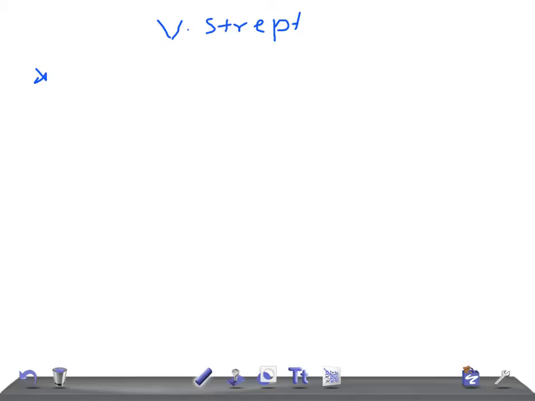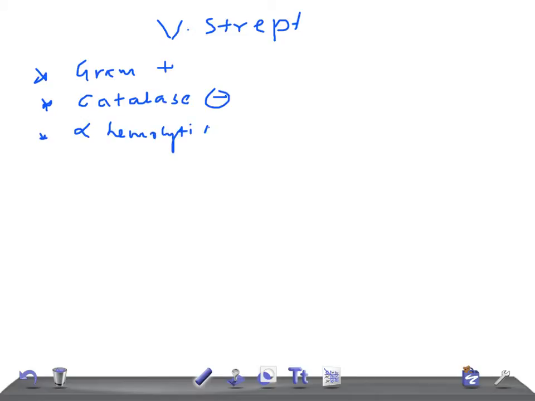Are they gram positive or gram negative? Tell me. It is positive. Good. Catalase positive or catalase negative? They are catalase negative. Excellent. Then are they alpha hemolytic or beta hemolytic? They are alpha hemolytic. Excellent.